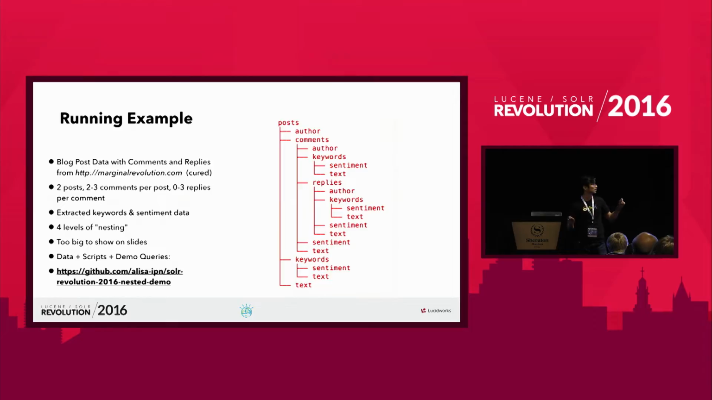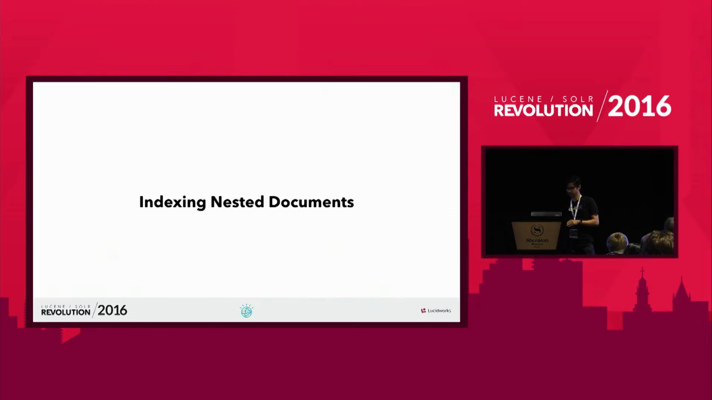So every keyword set is a document by itself, which is nothing but a combination of sentiment and text, right? And the post itself contains comments. The structure of the comment itself is exactly similar to post, just that comments now have replies underneath. The rest of the data pretty much is the same.